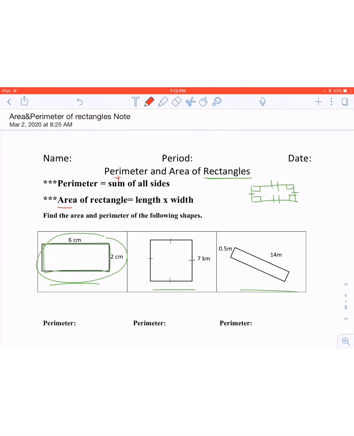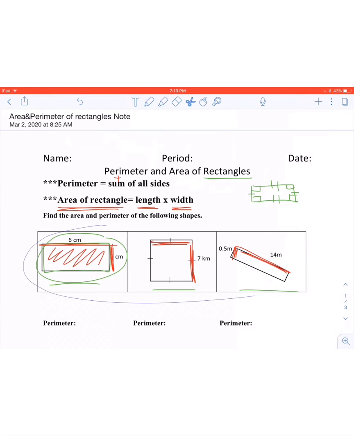And area is what's inside. How big is the inside of a rectangle is what the area wants you to find. To find that, you have to multiply length by the width. Every rectangle comes with a length and a width. So here's a length, here's a width. You multiply those two to figure out what the area of a rectangle is.